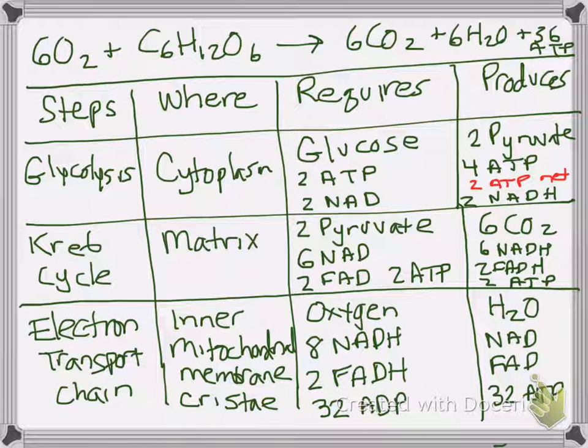So if we add up all the ATPs, we get 32, 34, and 36. I hope this summary is helpful and helps you understand the process of cellular respiration. Thanks.